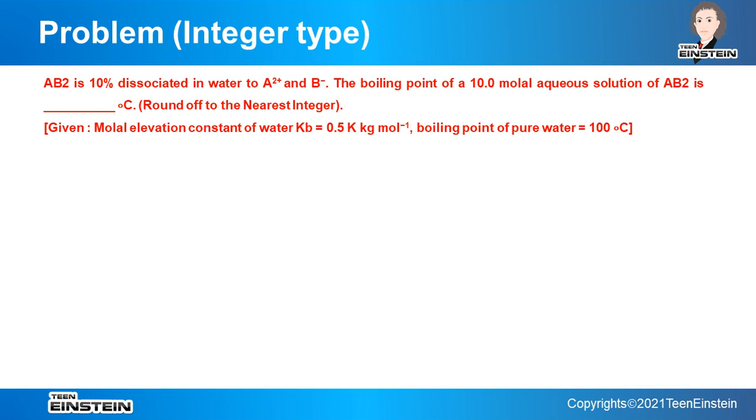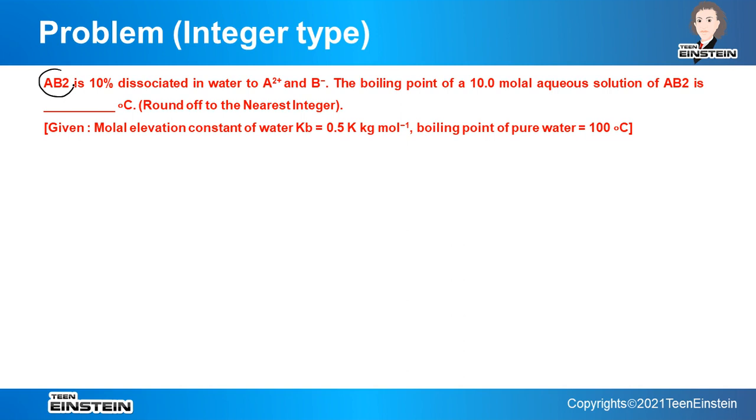So now we have a problem which is related to this type of extent of dissociation. If we solve this problem by applying these formulas that we have just derived, then the idea will be more clear. So here the solute is AB2.